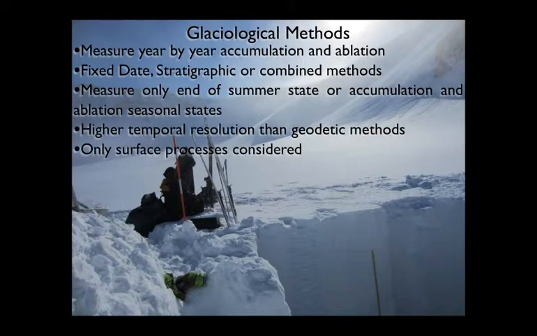The stratigraphic method aims to measure the mass balance components precisely at the end of the season, adjusting to the prevailing conditions for that year. The fixed date method measures mass balance on the same date each year and then assumes that the errors are small, as air temperatures by this time are close to 0.